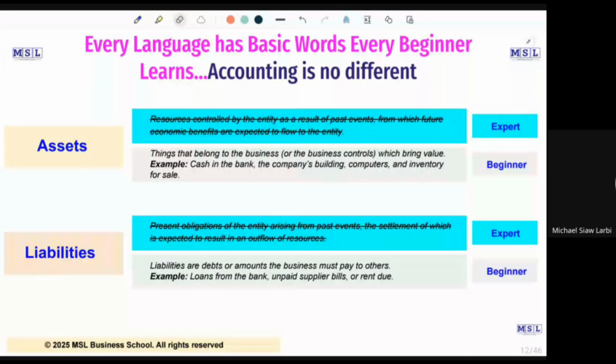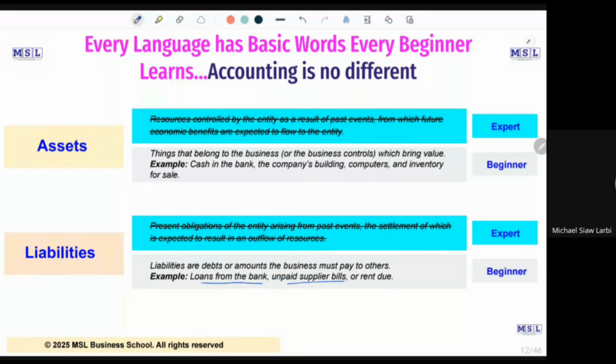Examples are loans from the bank. If you go to the bank for a loan, you have a liability. The bank will expect you to pay back that loan at a certain time in future. If you have unpaid supplier bills, you sell, let's say, food items. You go to buy food items from your supplier. You didn't pay them in cash. You promised to pay in 60 days. That period between when you bought and the 60-day payment period, you have a payable to them. You're supposed to pay them some amount of money. It's a liability you have.